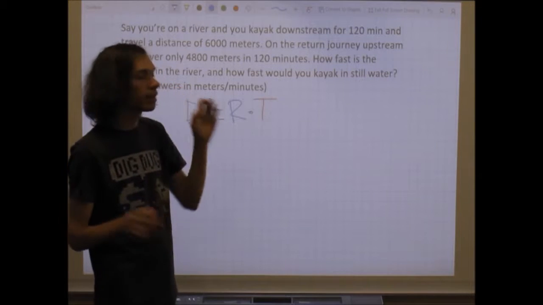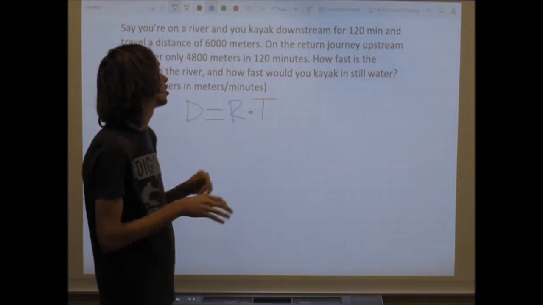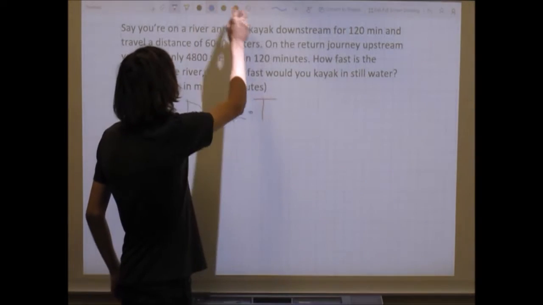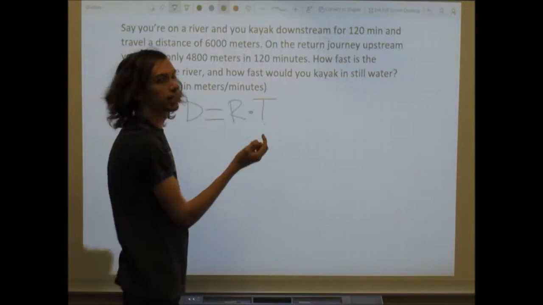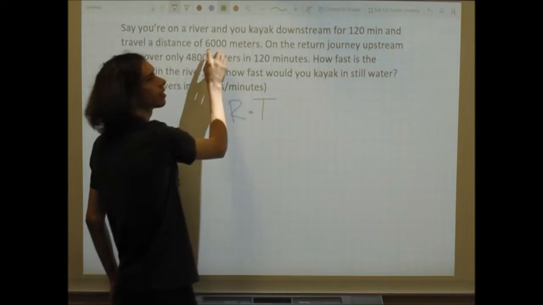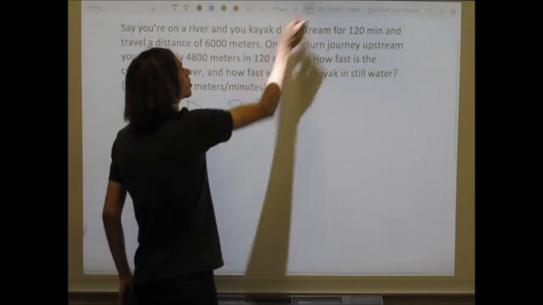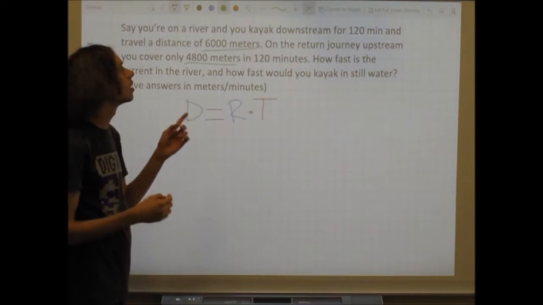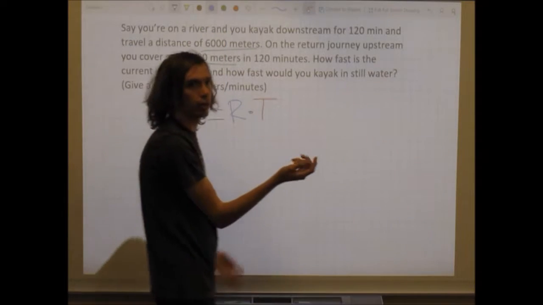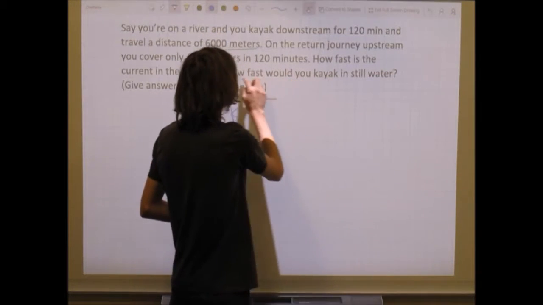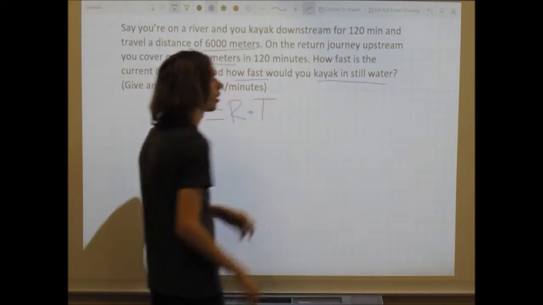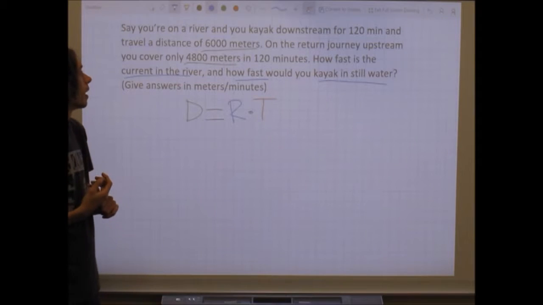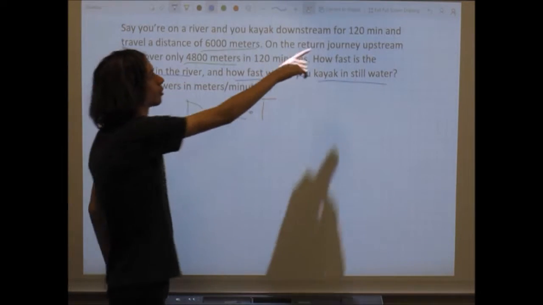Okay, so key thing to notice here is that this is what you could call a distance problem. Notice that we're dealing with distances, right? So we have here 6,000 meters and here 4,800 meters. So that's a distance, right? We're dealing with rates, which is also known as speeds, right? So it says how fast, right? And we're talking about how fast you kayak and how fast is the current of the river. And we're also dealing with times, right? We see 120 minutes here and here.